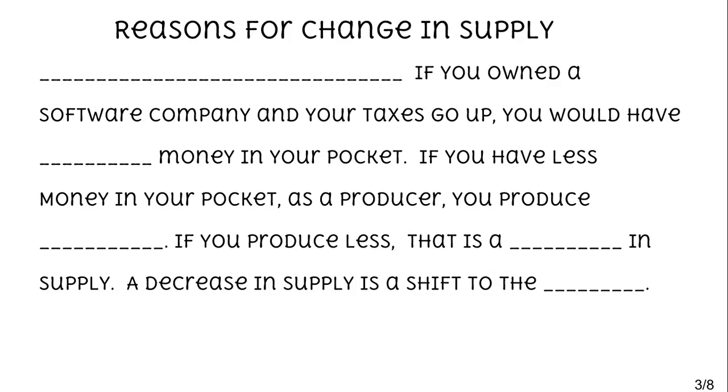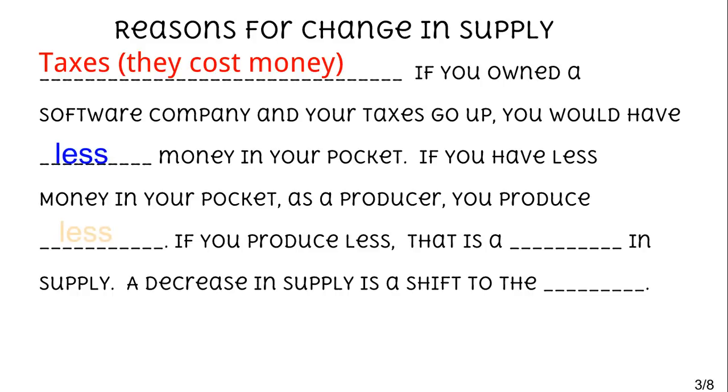All right, so lastly, if your taxes go up, and taxes are a cost for businesses, you would have less money in your pocket. If you have less money in your pocket as a producer, you produce less. If you produce less, that is a decrease in supply. A decrease in supply is a shift to the, hopefully you already knew the answer to that, left.